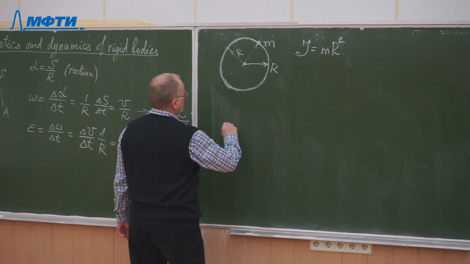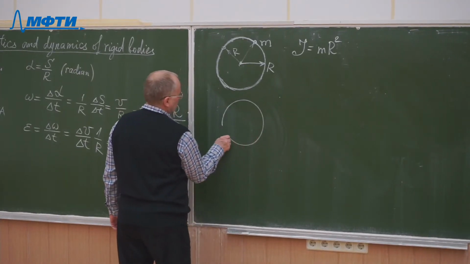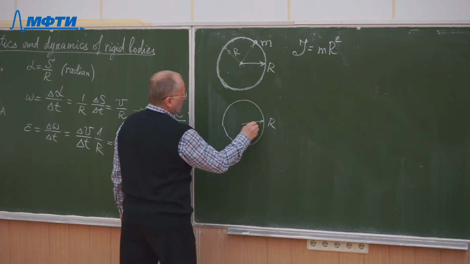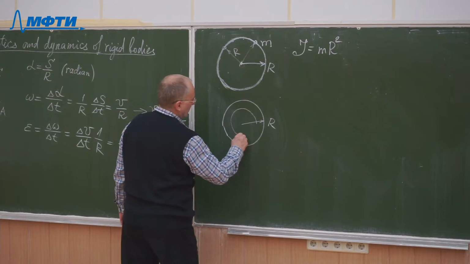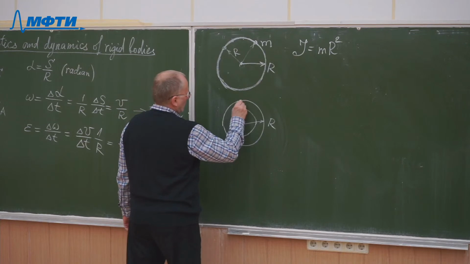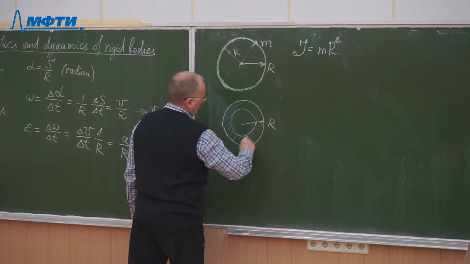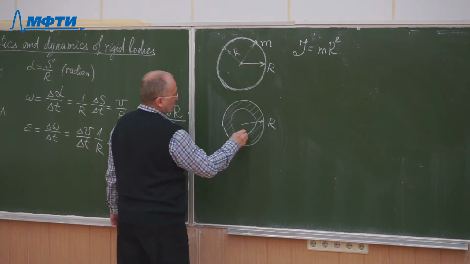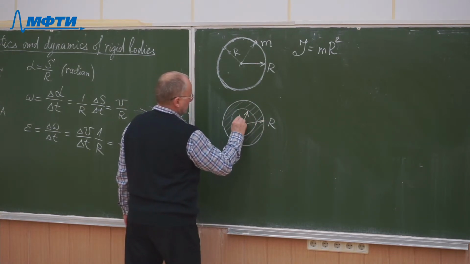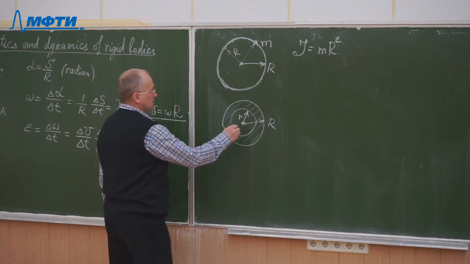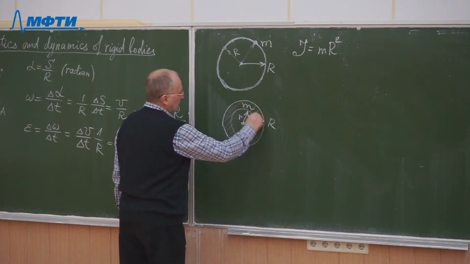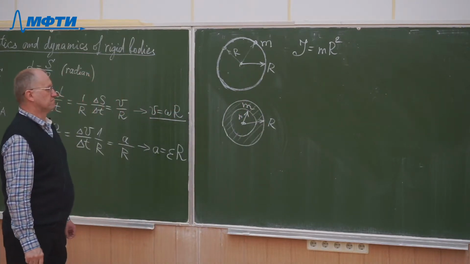Now suppose we have such a wheel of radius R, but the mass is distributed inside this volume, and there is an external radius and an internal radius, small r.